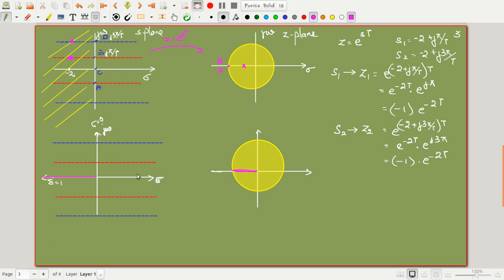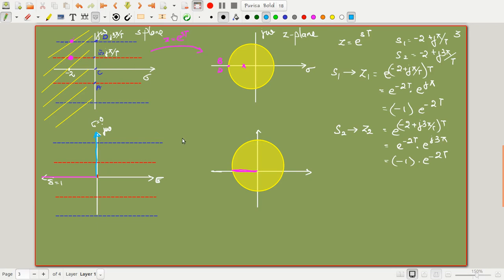This part. Now, the zeta equal to 0 line. Where is the zeta equal to 0 line? This is the imaginary axis, right? This is the imaginary axis. The zeta equal to 0 line is, in fact, I will draw, this is the zeta equal to 0 line. So this is the zeta equal to 0 line.